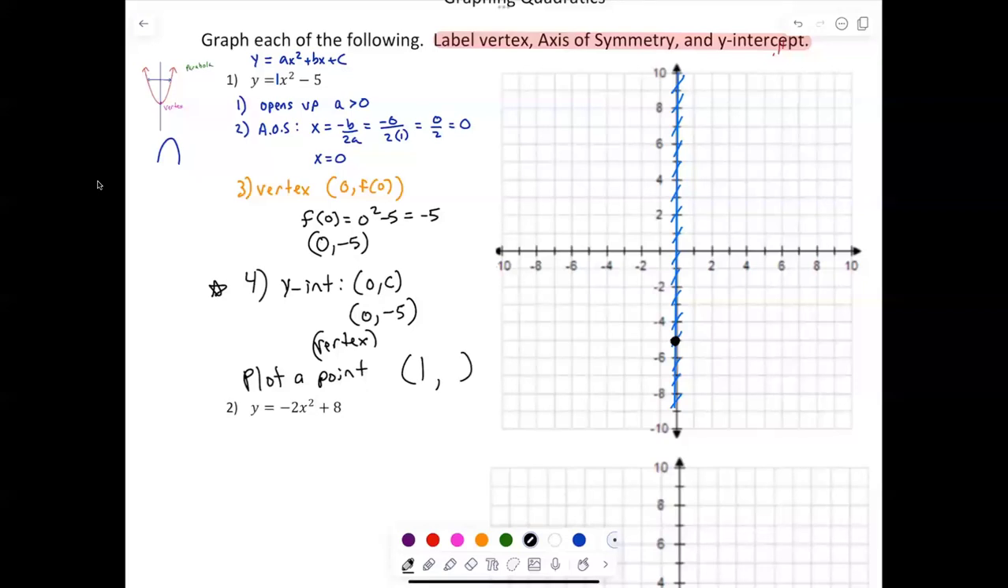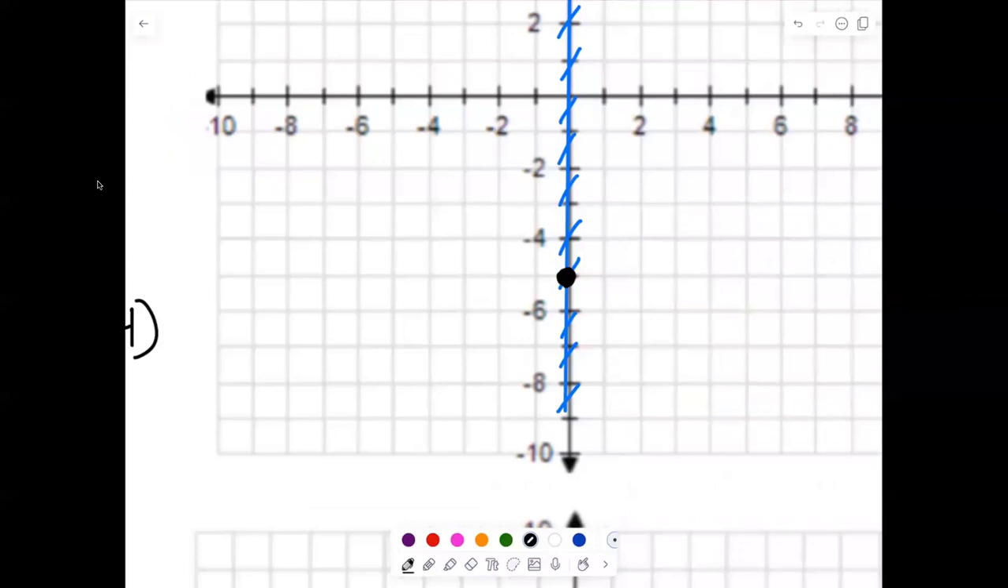1. So everybody plug in 1 for x. That should be good mental math work. What's 1 squared? Minus 5. -4. So look right here, 1, -4. You understand how I got 1, -4? Now you plot the point 1, -4. And I just plotted 1, -4.